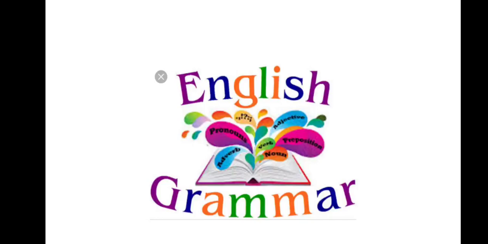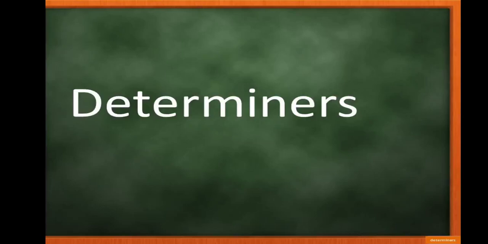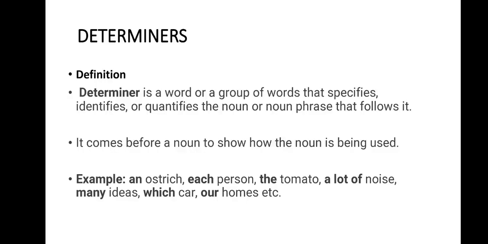I hope you all enjoyed yesterday's lesson where we learned all about nouns, countable nouns and uncountable nouns. Today we start with the topic determiners. Let's see the definition of determiner. A determiner is a word or a group of words that specifies, identifies, or quantifies the noun or noun phrase that follows it. It comes before a noun to show how the noun is being used.